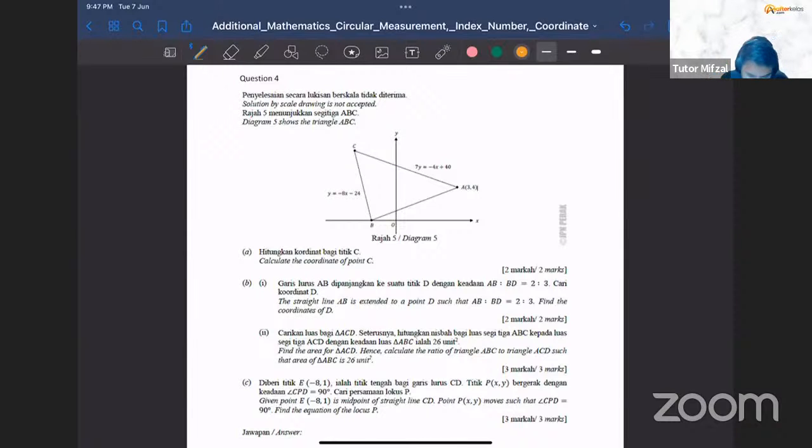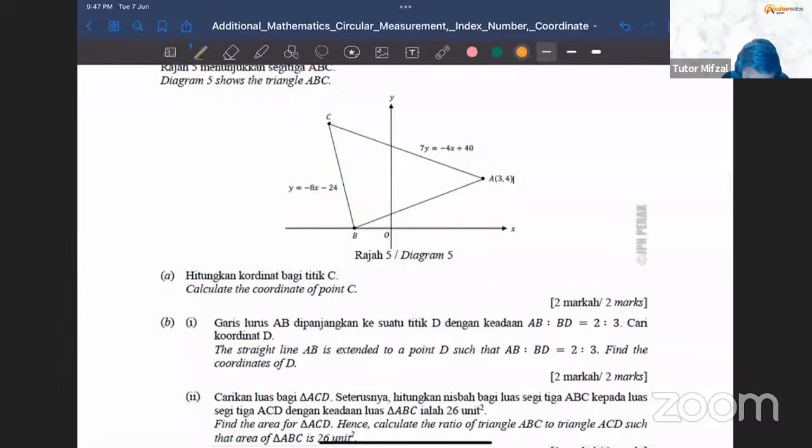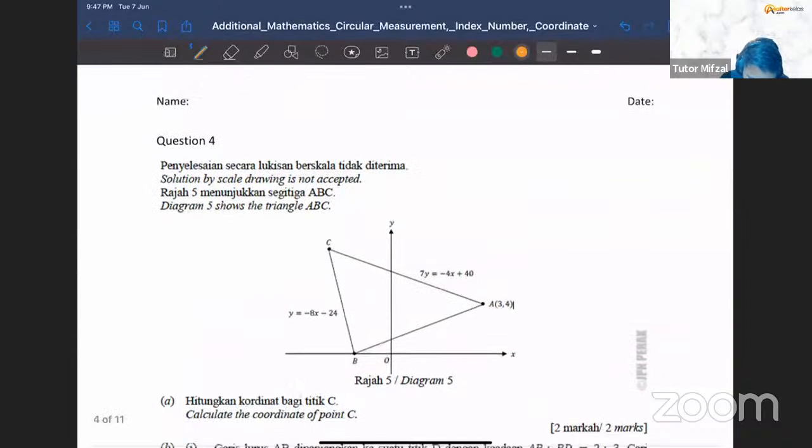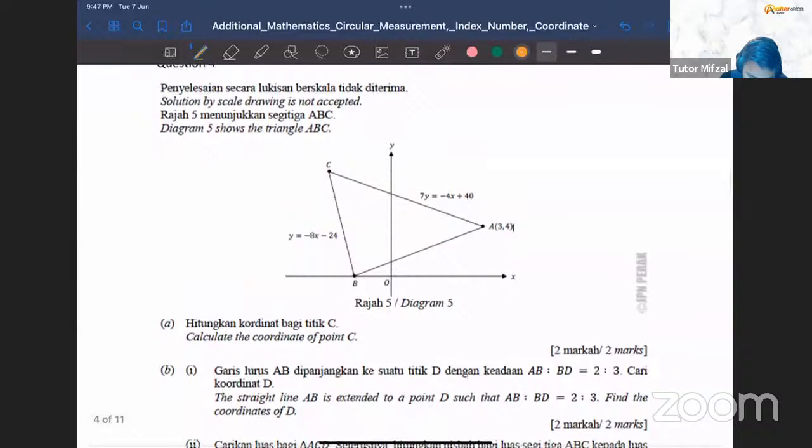Okay, jom kita check this one. Now, question number 4, it shows the triangle ABC. So you are supposed to calculate the coordinate of point C. Now, the same thing applies macam what we have discussed just now. When we have a coordinate that we need to find, we need to identify two equations so that we can use simultaneous equation to get point C. So the two equations or the two lines, they must intercept at point C.